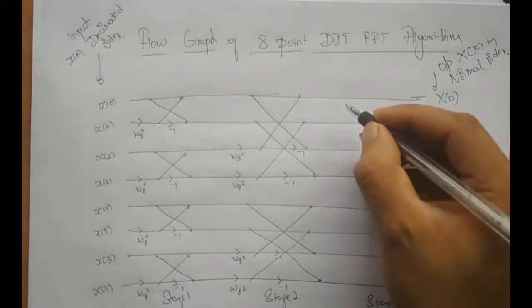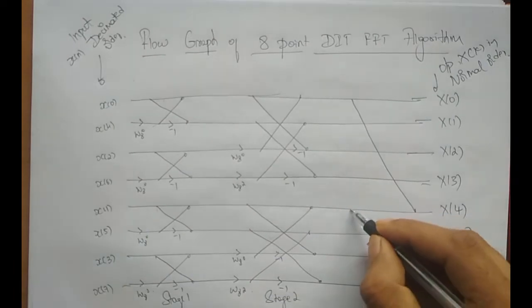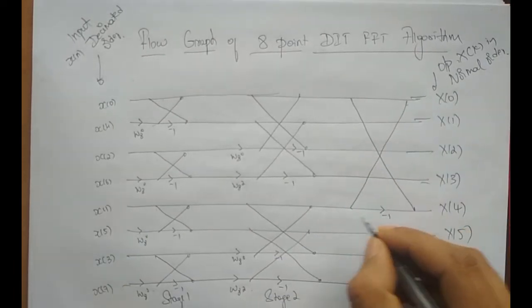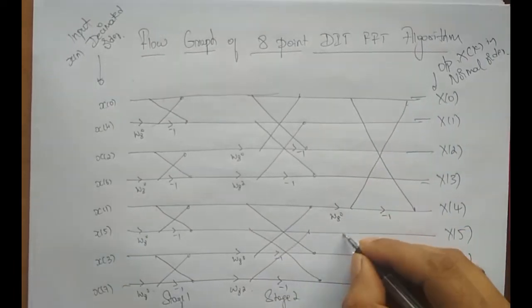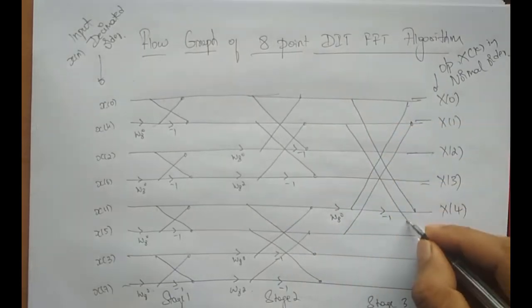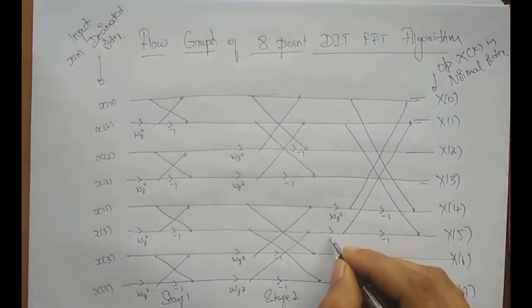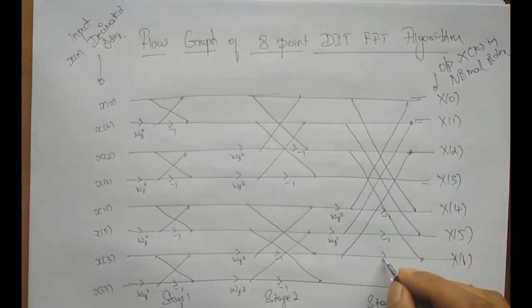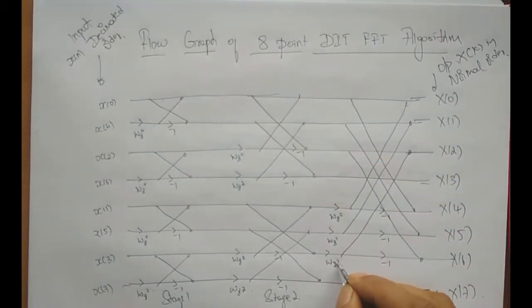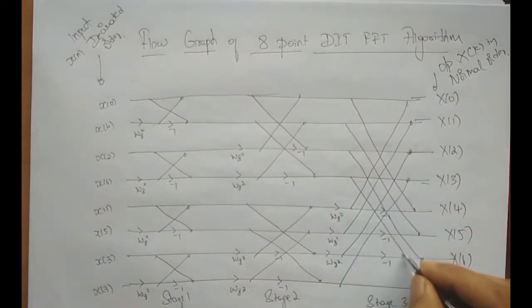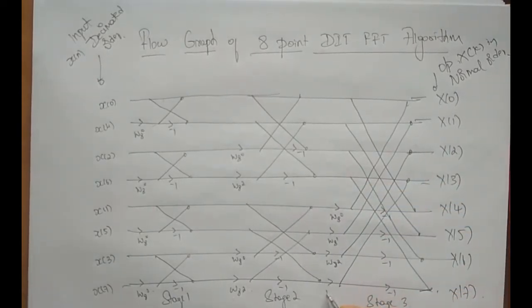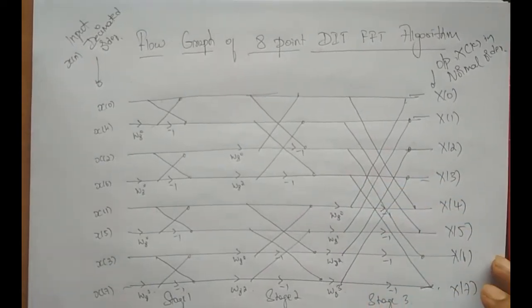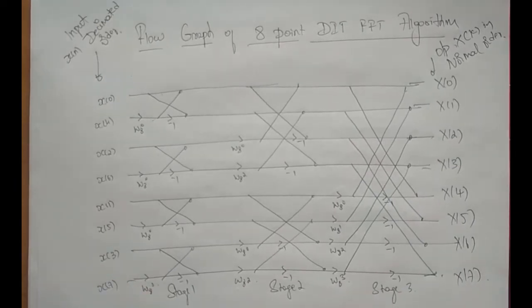And third stage, so this is W8 power 0, this is W8 power 1, this is W8 power 2, and this is W8 power 3. Okay, so this is the flow graph of 8-point DIT FFT algorithm.